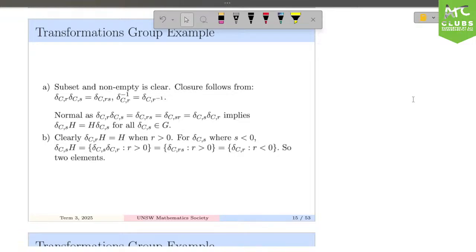And for delta C,R, if R is bigger than 0, then we just get this. If it's less than 0, then we get all of the negative dilations. So the ones which are a composition of a positive dilation and a half-turn. If this is the case, then delta C,S and H is equal to delta C,R, where R is less than 0, all of the possible dilations of that form. So this is two elements, because if R is bigger than 0, we just have H, and if R is less than 0, then we have a new element.